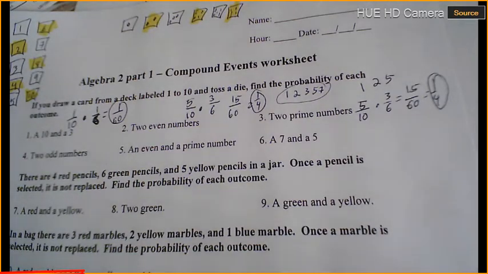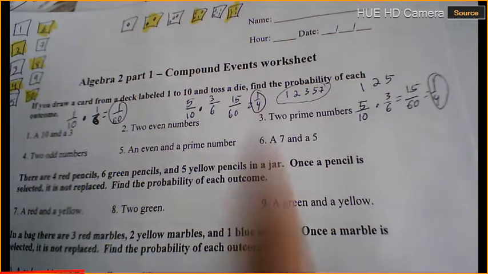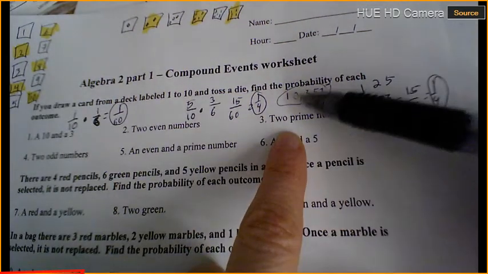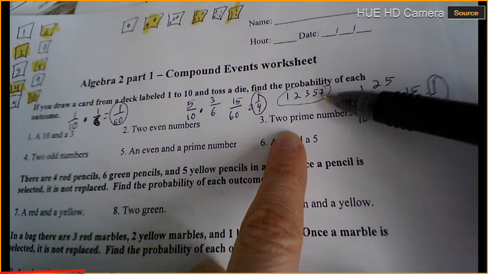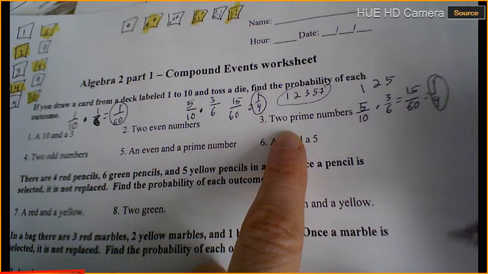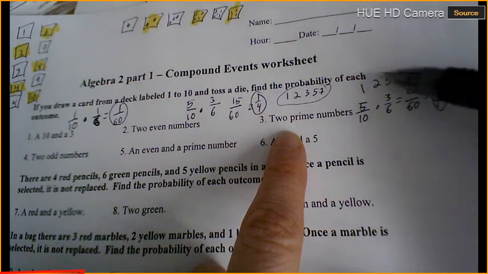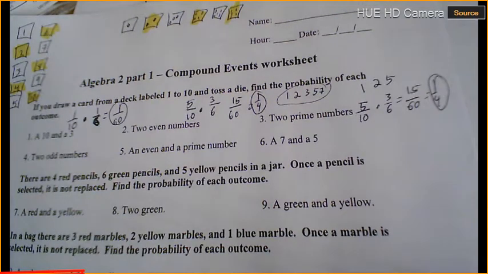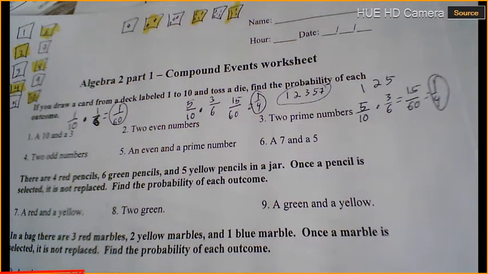Go back to which one? 3. Okay, so my prime numbers are 1, 2, 3, 5, and 7 out of my cards. So that's 5 out of 10. Okay? And my dice, my prime numbers are 1, 2, and 5, so that's 3 out of 6. So then I just multiply the tops, multiply the bottoms, and then simplify. 1/4.